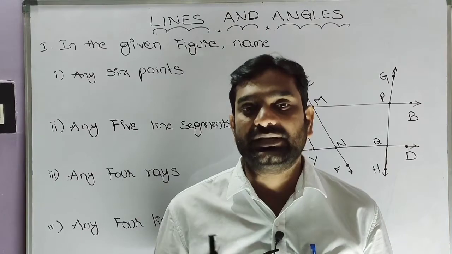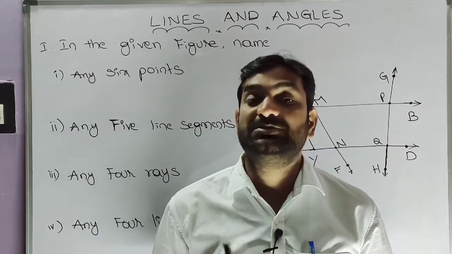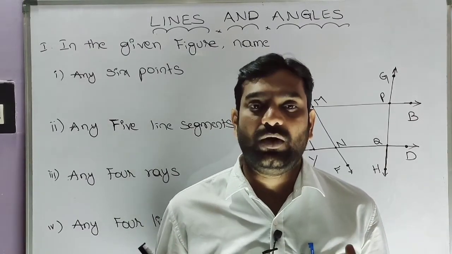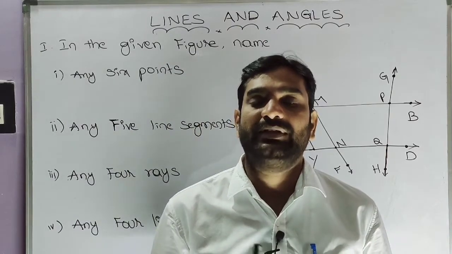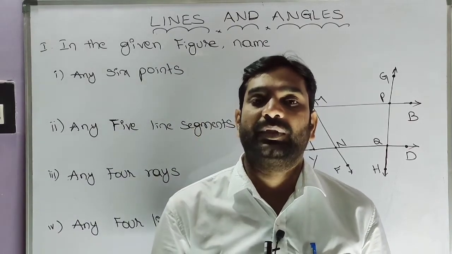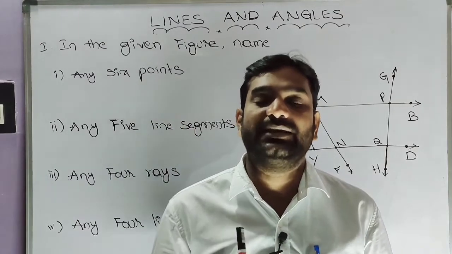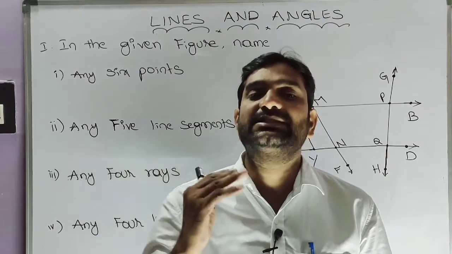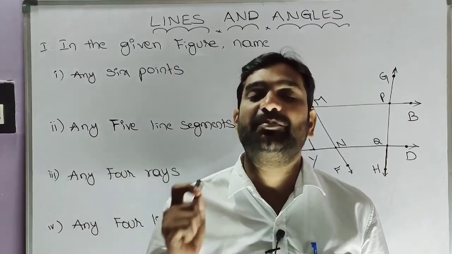And we have discussed adjacent angles also. What is meant by adjacent? If two angles have a common arm, on either side of the common arm, they are called adjacent angles. If the sum of adjacent angles is 180 degrees, then the angles are called linear pair angles.